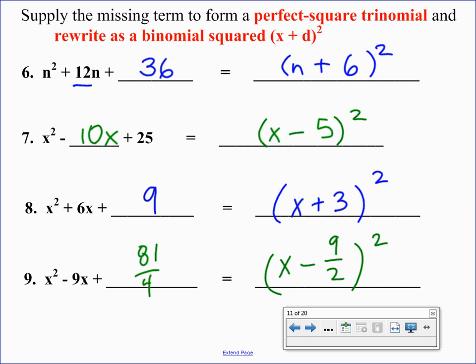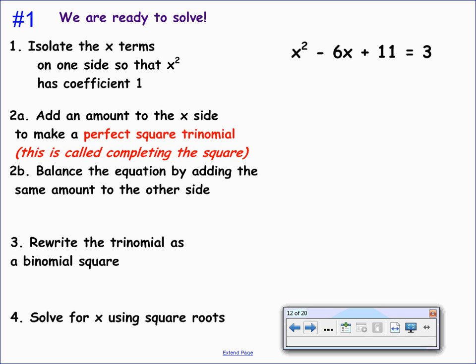What questions do you guys have about our pattern, our squaring a binomial pattern? Great, because that's how we're going to solve by completing the square. Let's go do one together, and then we'll come back and get our strategy for completing the square, and then we're going to practice with another couple. So here we go. We're ready to solve now. Let's isolate the x terms on one side, so the x squared has a coefficient of 1 to set up for completing the square, what we just did on the last page.